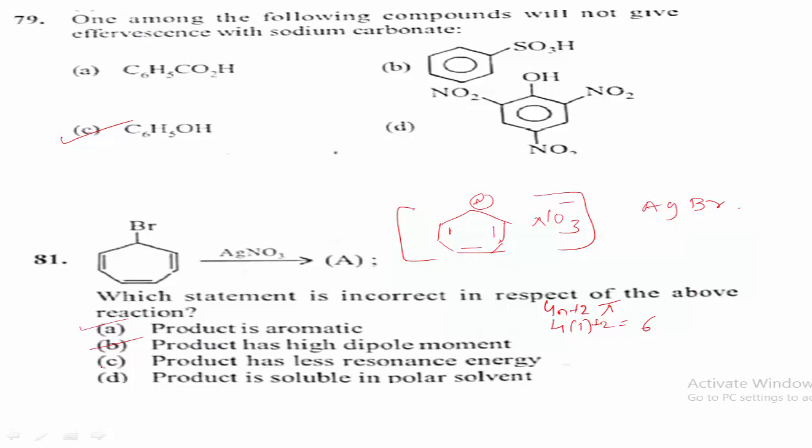Next, the product is soluble in polar solvents. You know, students, ionic compounds are usually soluble in polar solvents. Therefore option D is also a right statement.